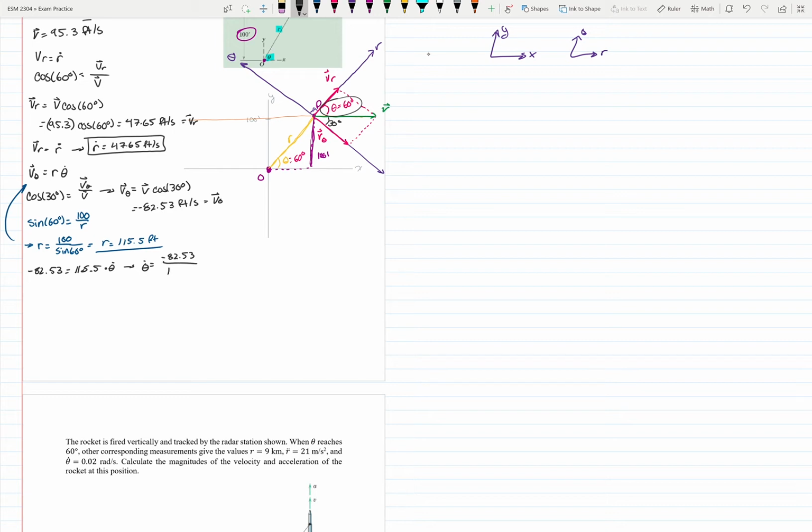Thus, theta dot is equal to negative 82.53 over 115.5, or that it's equal to 0.715 radians per second. That's important to know, because although we are working with degrees to solve for sine and cosine, this ends up being feet per second, and since it ends up being an angle, it's radians per second. So we're just going to box this one.